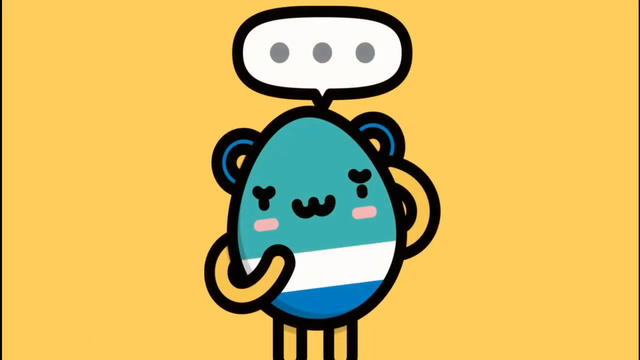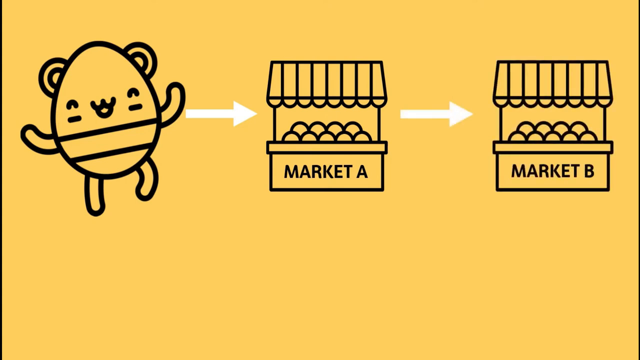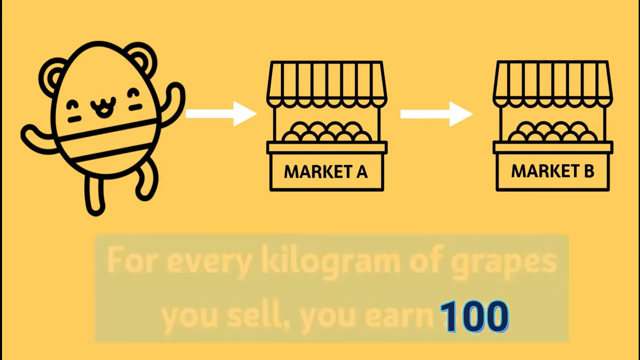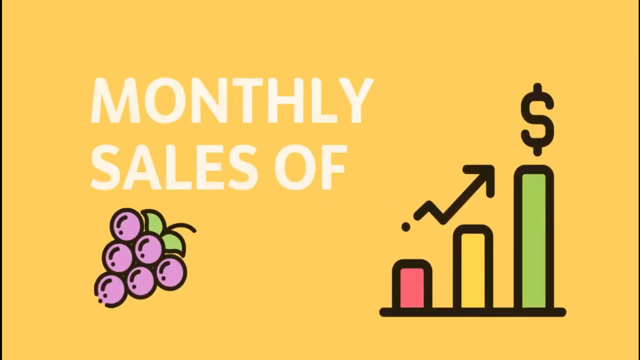As a smart businessman, you decide to take advantage of this. So every morning you go to Market A to buy the berries at a cheaper price and go to Market B to sell the berries at a higher price. For every kilogram of berries you sell, you can earn a risk-free profit of 100 pesos from the price difference in the market.